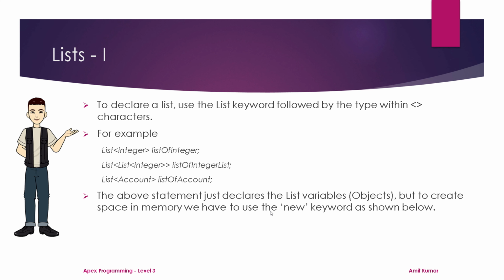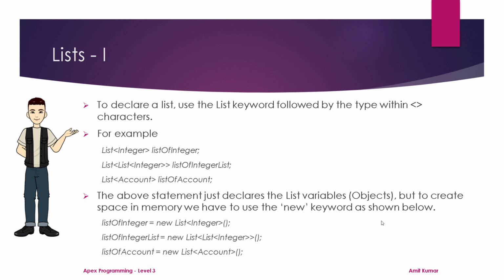The above statements just declare the list variable or list objects. But to create space in memory, we have to use the new keyword as shown below. So for a list of integer, if you want to take space for it, because this statement will only declare it, we will use this new keyword. Then we will use the same list keyword along with the data type and we will end the statement with a pair of parentheses. The same applies to the rest of the list objects as well.